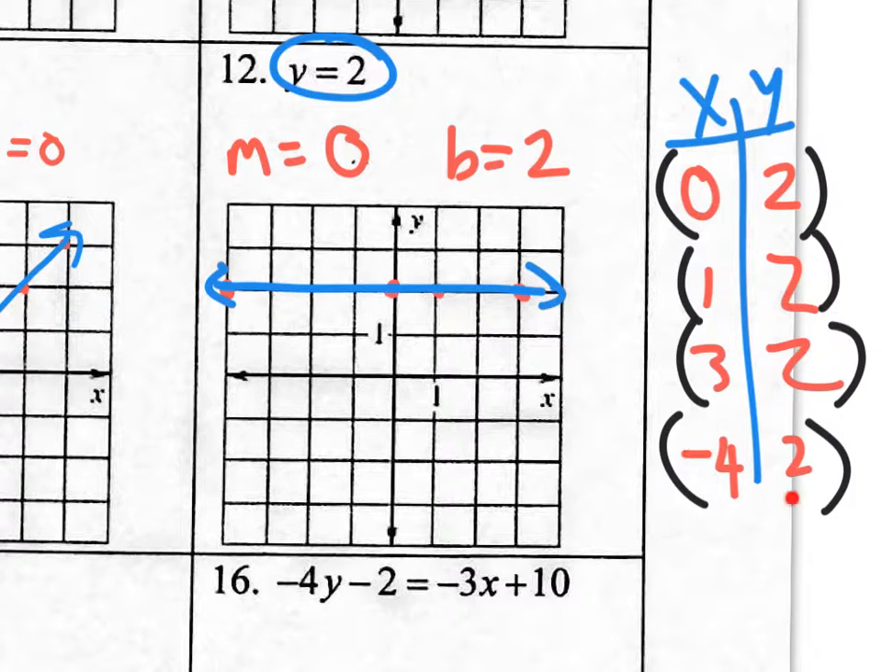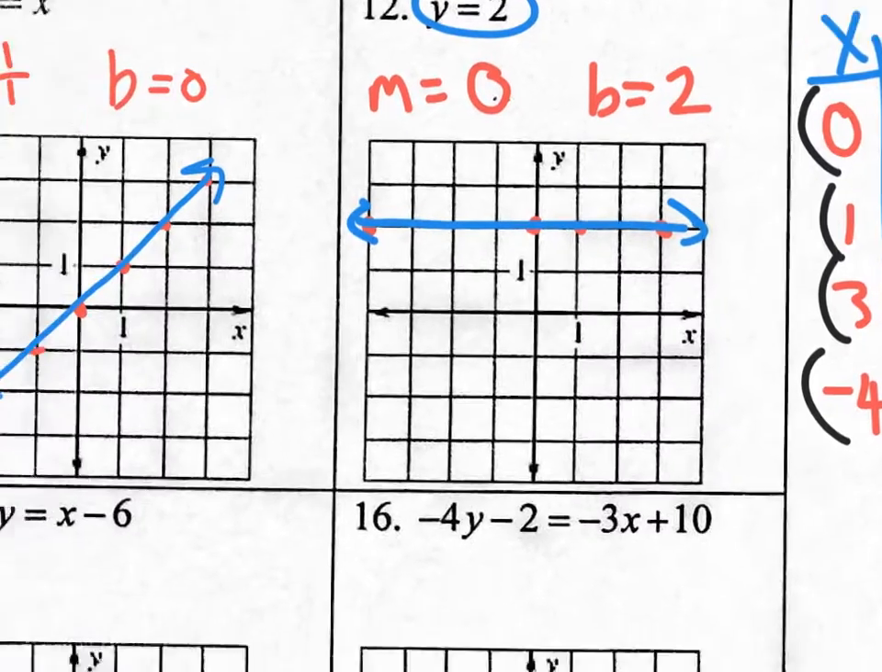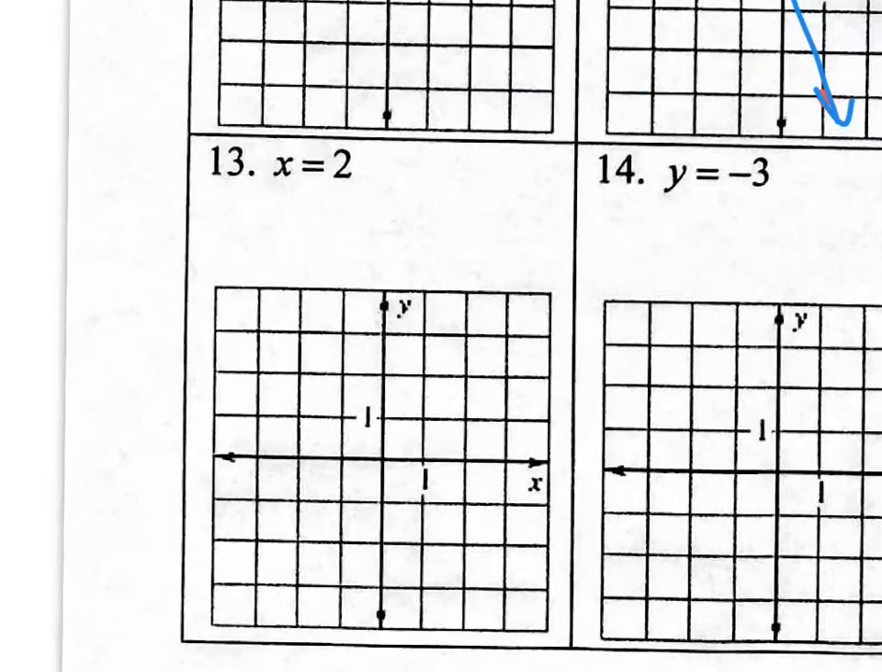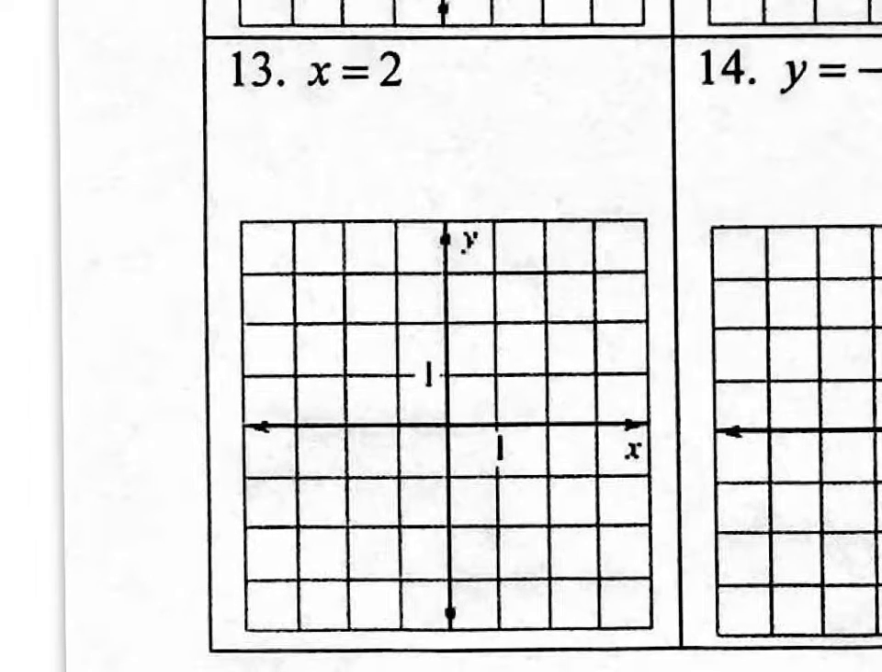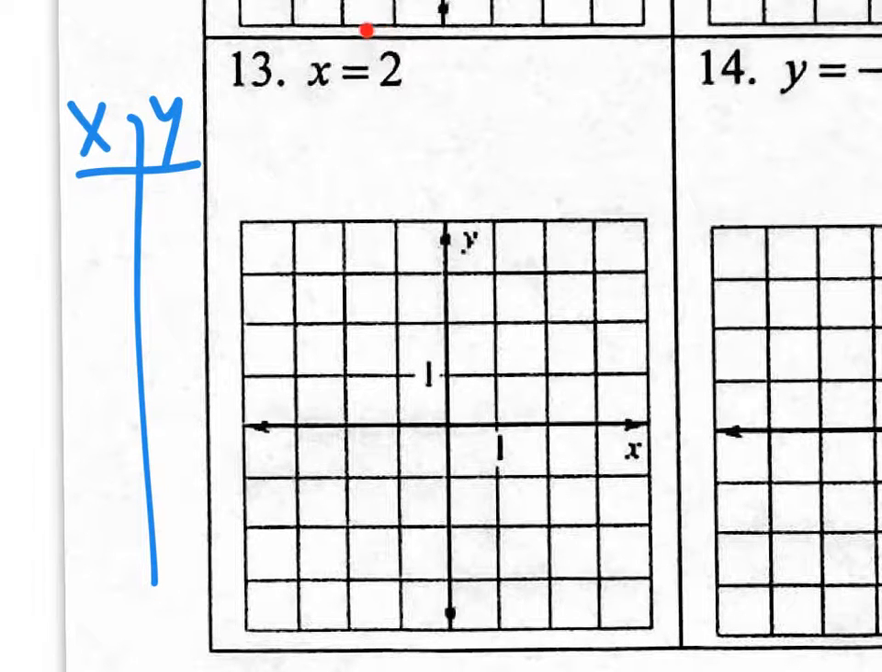But the reason why I'm talking about the XY table is because that's the better way of making sense of number 13 over here, where you do have x equals 2. So you can't even write it in slope-intercept form because there is no y to get by itself. So on number 13, it's a great idea to make that XY table. Now, what's the only thing that this equation cares about? What does it say? X equals 2.